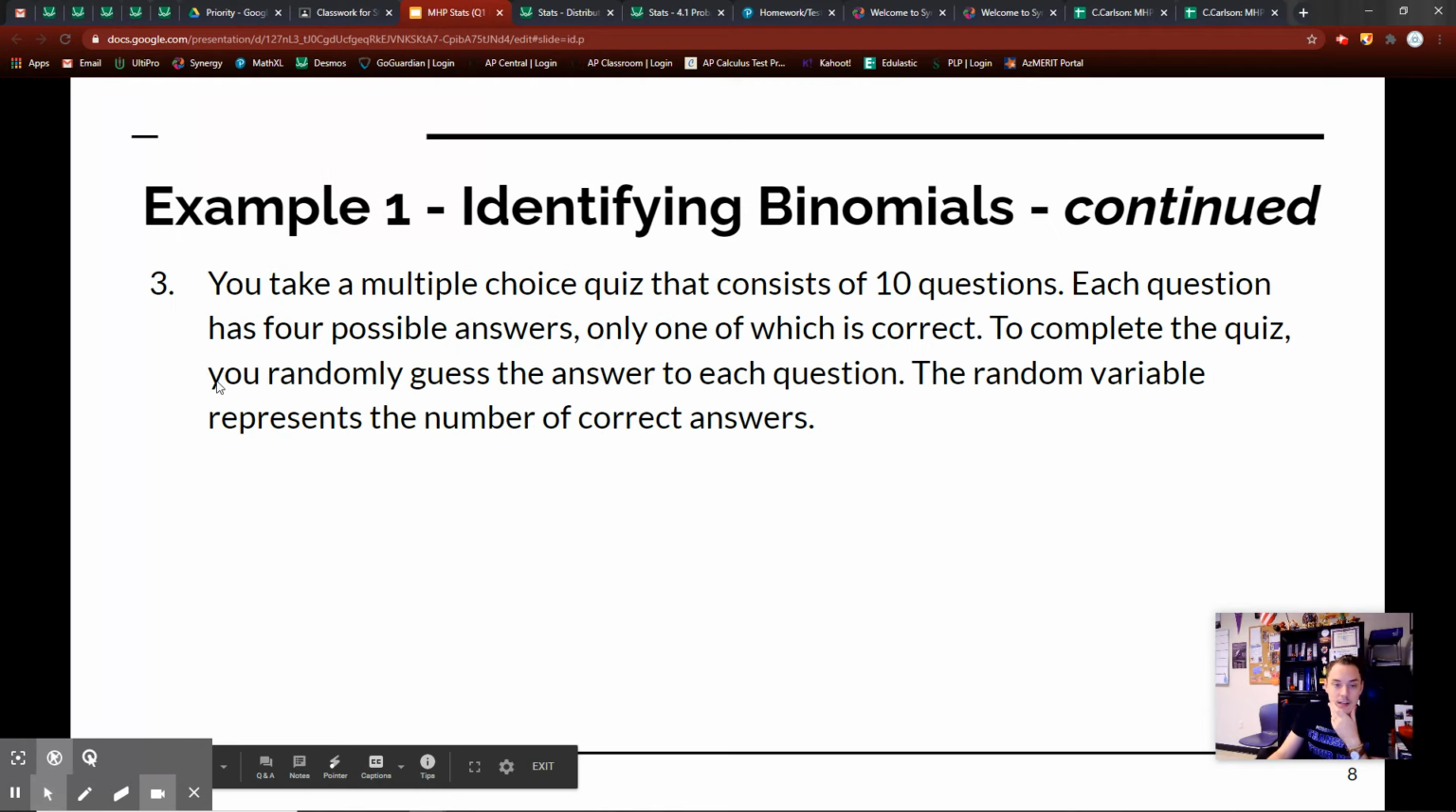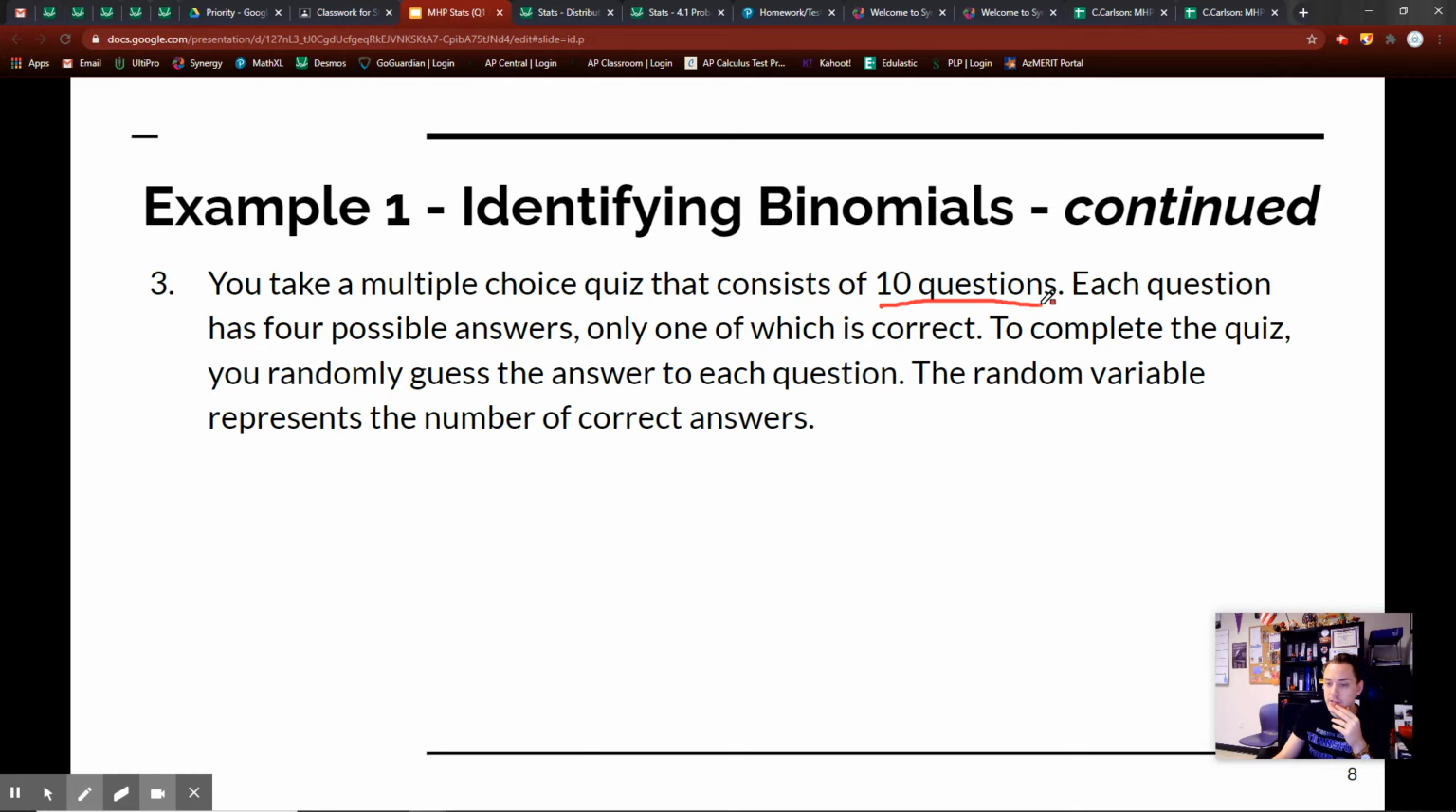Now, this one. You take a multiple choice quiz. It contains 10 questions. Each question has 4 possible answers, only one of which is correct, of course. So you can either get it correct or not correct. So let's start labeling stuff here. So in the trial here, we can answer the question. That's really what we're doing. We're trying to answer the question. So, okay, that's nice. We have a trial.